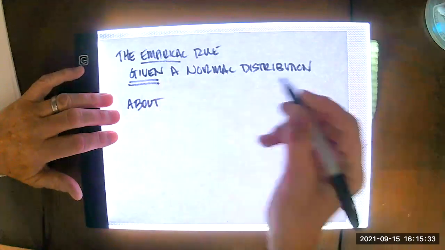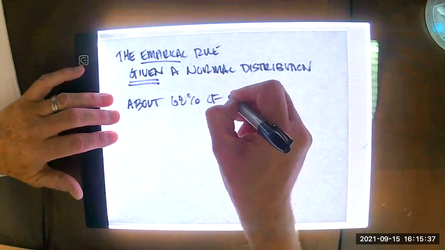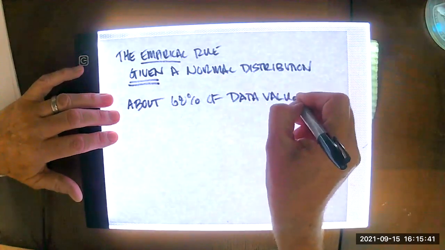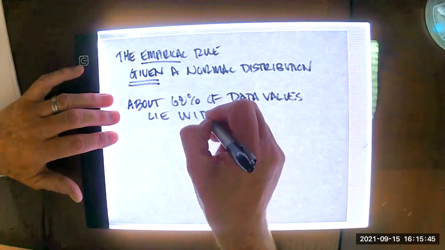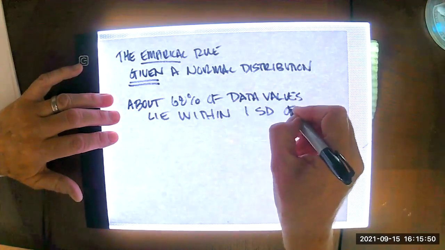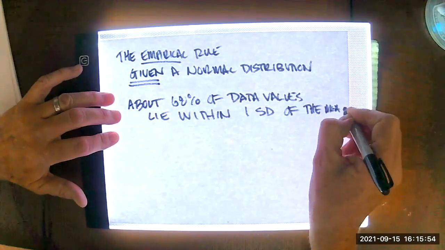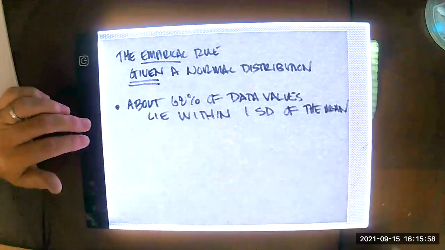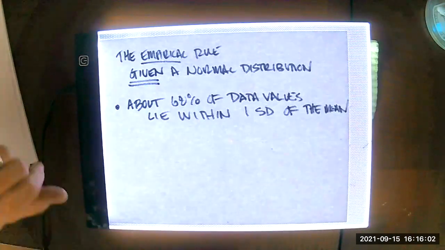It's got three parts. About 68% of data values lie within one standard deviation of the mean. That's the first statement. And I'm going to give you some pictures here, but there's three components to this and they all tie together.